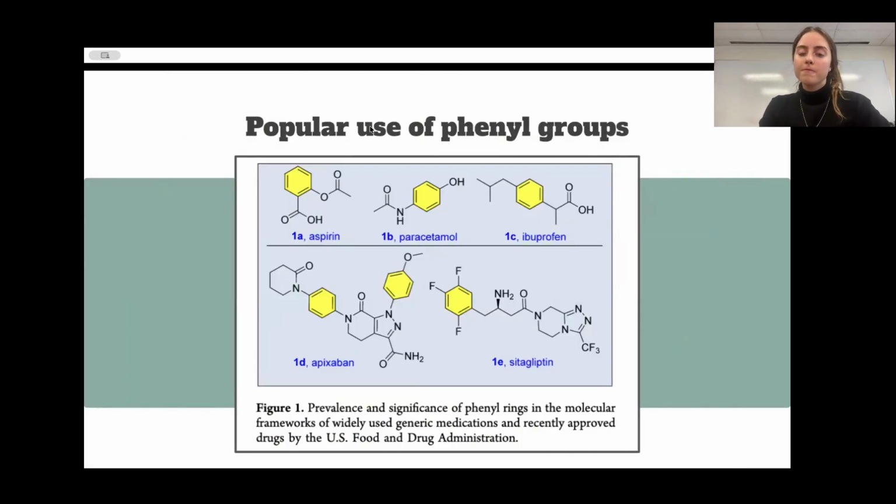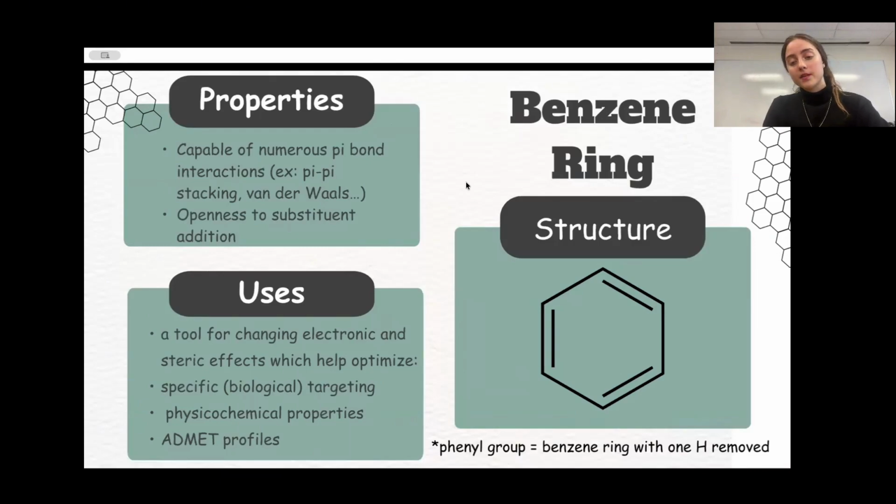As you'll see here, all five of these common drugs, including ibuprofen, share this yellow highlighted ring known as a phenyl group. The reason for the phenyl group's popularity is that it's a benzene ring with one hydrogen removed, meaning that it has these alternating double bonds here, giving it two unique properties that we'll be looking at. One, it can have numerous pi bond interactions, and two, it has an openness to substituents being added. These two properties allow it to be more specifically targeted through sterics or changes in electron density to the ideal treatment area, along with optimization of physiochemical properties and the ADMET profile.